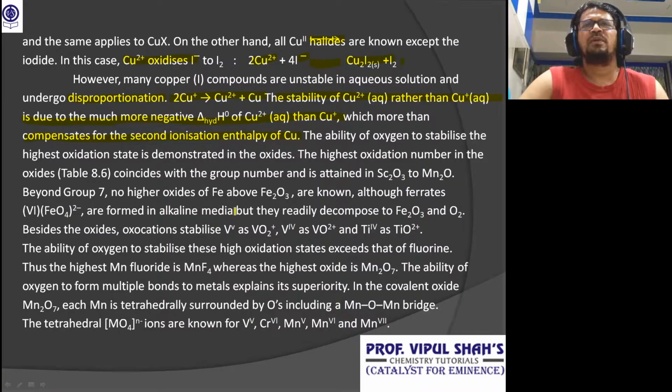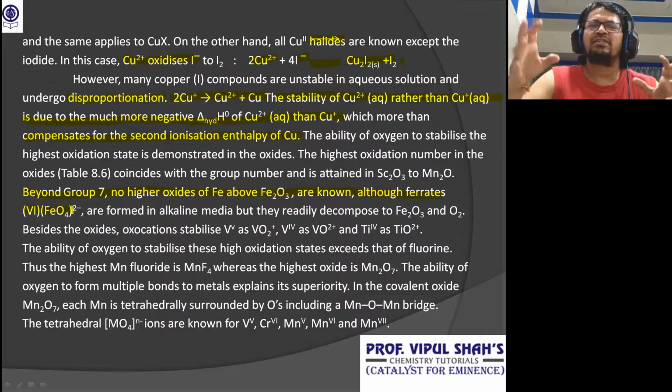Yeah, all this part is fine. They've just given us a theoretical point for you to understand over here. Now what it says, beyond group 7, look at this. No higher oxides of Fe are known, although ferrates where Fe is in plus 6 are formed. Now ferrates are basically cage type compounds where it forms a complex. So in complexes Fe can show plus 6 state, otherwise normally Fe is plus 2 and plus 3. But they readily decompose to Fe2O3 and O2.